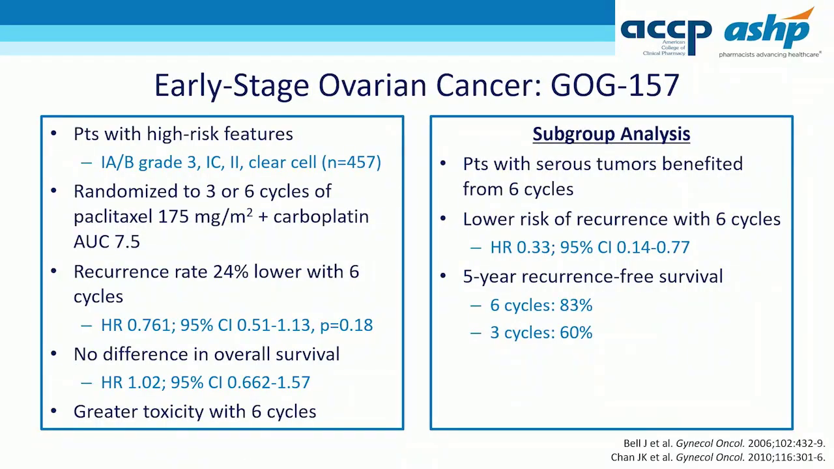And so GOG 157 is really where we find the data to support that high-grade serous ovarian cancer should be receiving 6 cycles of chemotherapy. So these were patients with high-risk features, but still early stage. So still those stage 1A or 1B with a grade 3, or potentially 1C, 2, or a clear cell histology. They are randomized to either 3 or 6 cycles of our traditional carboplatin and paclitaxel.